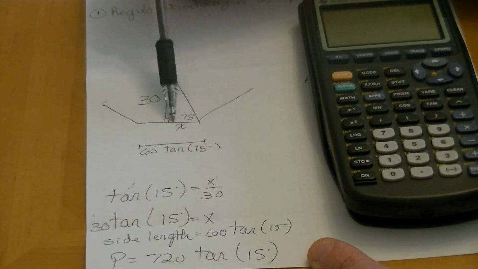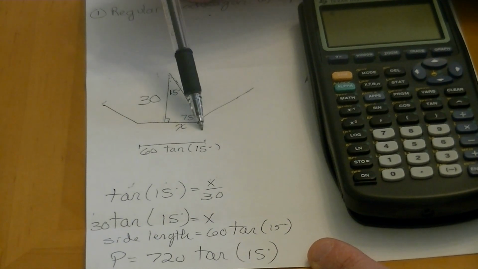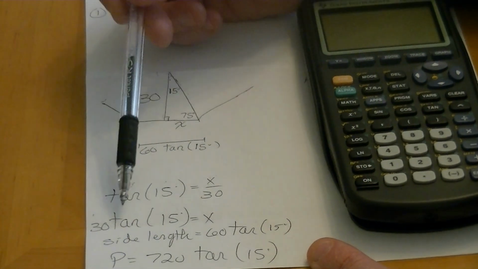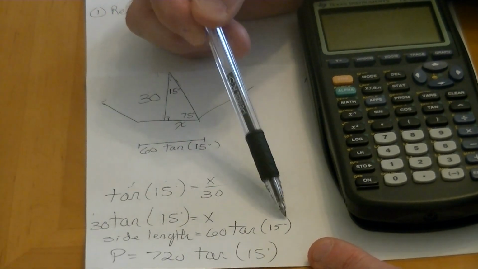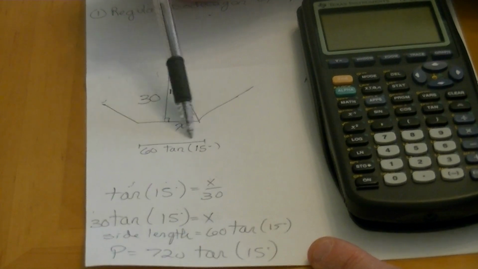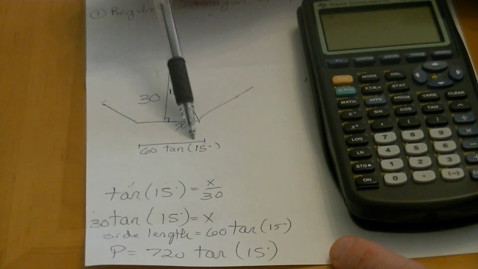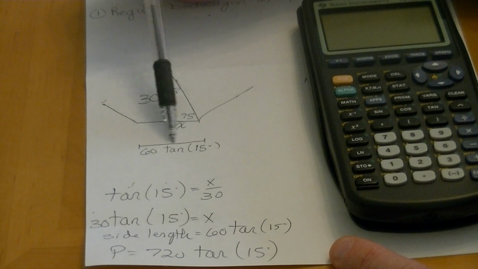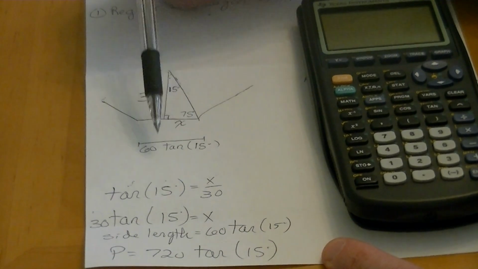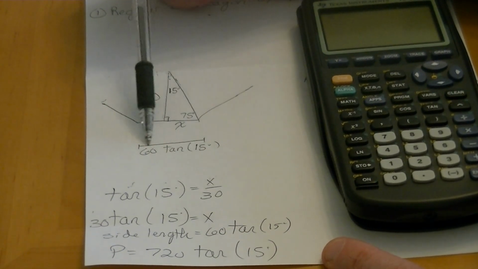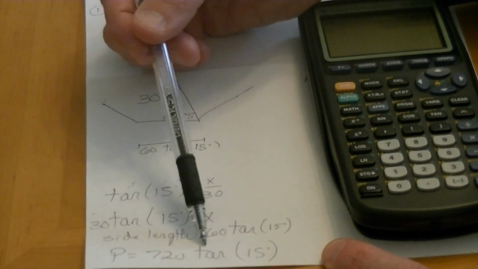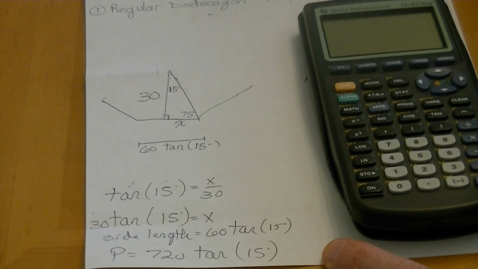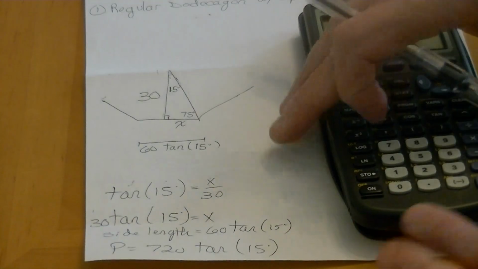But that's x. How long is one side? It's going to be twice as big as x. So instead of 30 tangent of 15, it would be 60 tangent of 15. That's one side of the dodecagon. But that's just one side. We want the perimeter, so I got to multiply by 12. 12 congruent sides. And if you multiply this by 12 to get the perimeter, you get 720 tangent of 15. So there's the perimeter. We were given the apothem, so we're ready to use the formula.